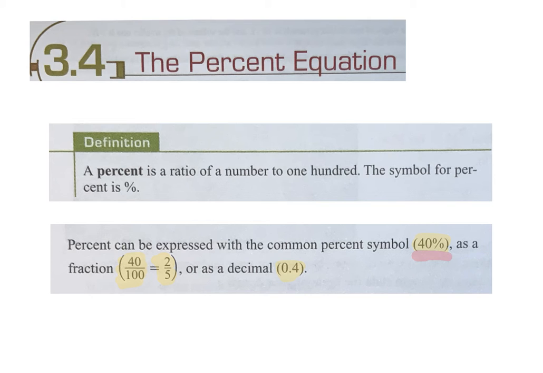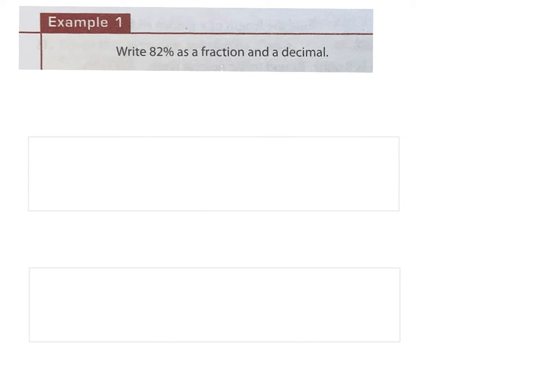Now, let's say we want to go from one to the other, then we are just going to do those things. We're going to take the percentage, put it over 100 if we want a fraction. We're going to use division if we want a decimal. So let's look at these examples right here on this page. The first example says write 82% as a fraction and as a decimal. All right? So we're going to write it as a fraction first.